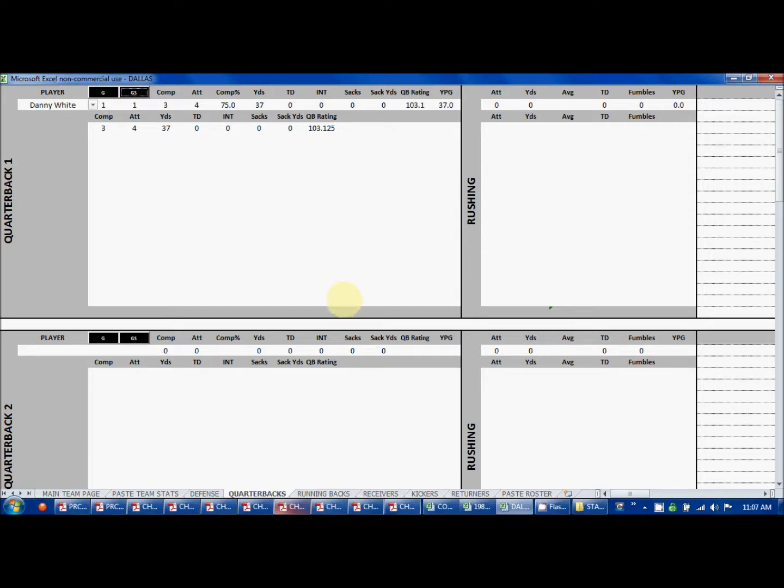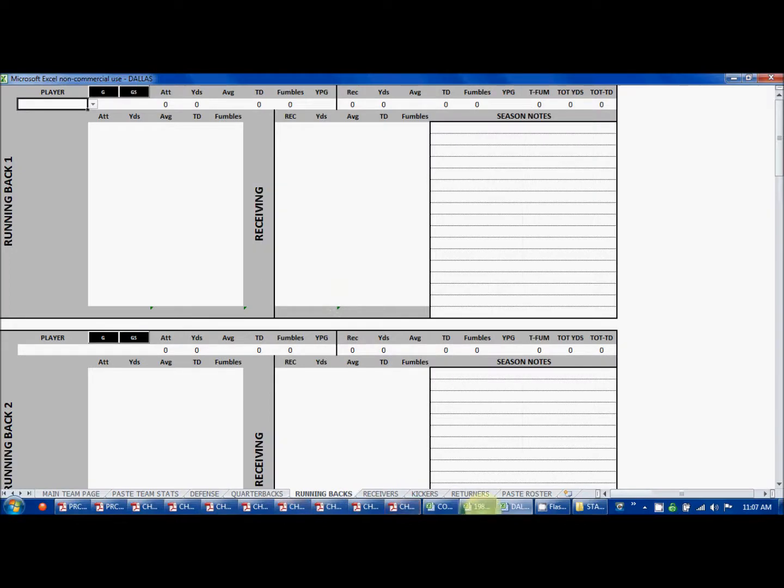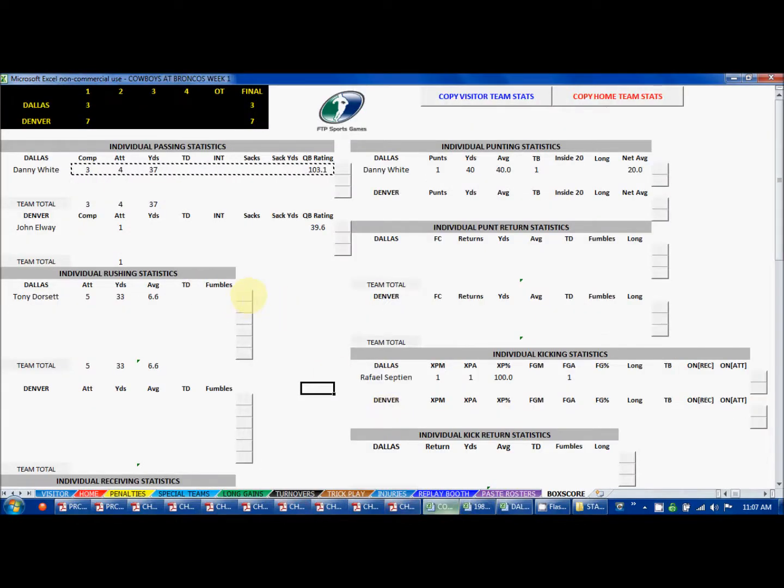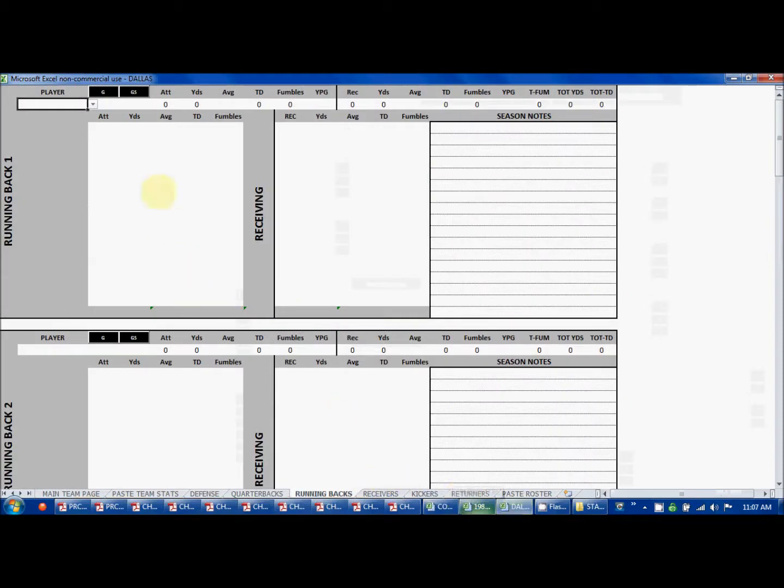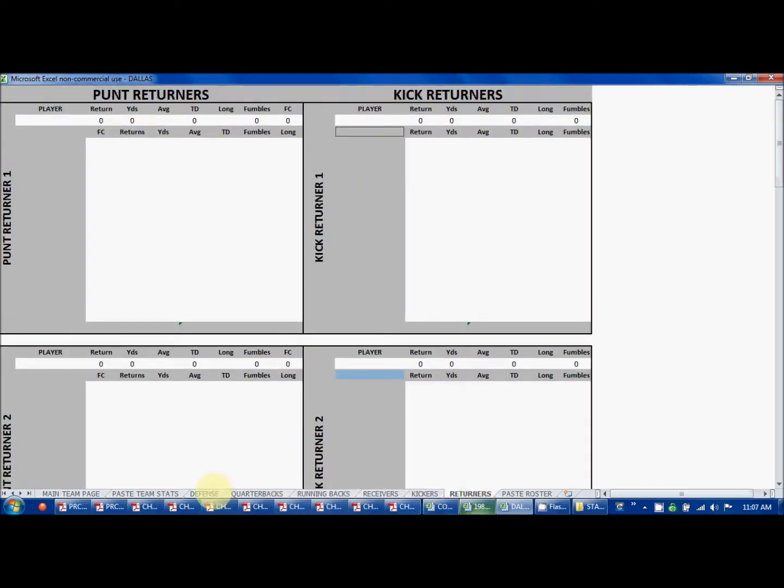All right. And then for running backs, go back. Let's say Tony Dorsett. Click on Tony Dorsett. He's the first running back listed. Paste the values. Go down here to Dorsett. Remember to add and click the buttons for games or games started, etc. Same thing for receivers, kickers.